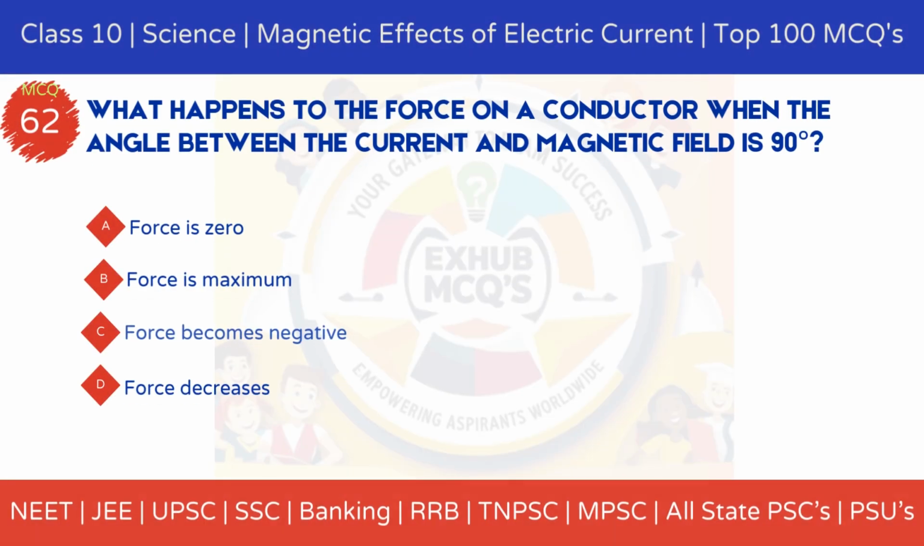MCQ 62. What happens to the force on a conductor when the angle between the current and magnetic field is 90 degrees? Option A, force is 0. Option B, force is maximum. Option C, force becomes negative. Option D, force decreases.